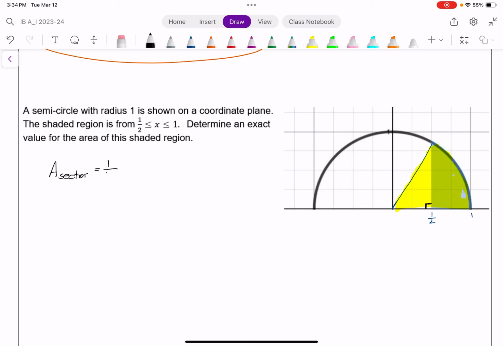It is just 1/2 r squared times theta. And so in this case, I know the radius is 1. So I have 1/2 times 1 squared times theta. So really, it's just half of theta. So the question is, what's theta? So I need to figure out theta at some point. So let's figure out theta. Theta being this angle from here to here.